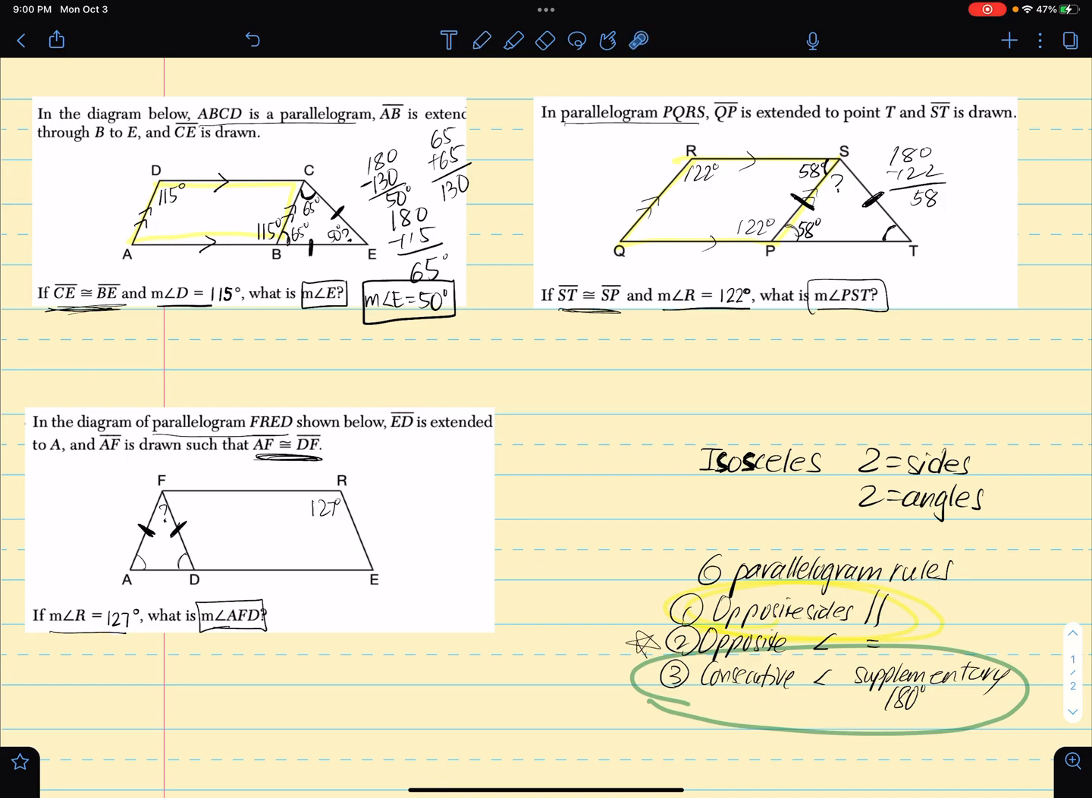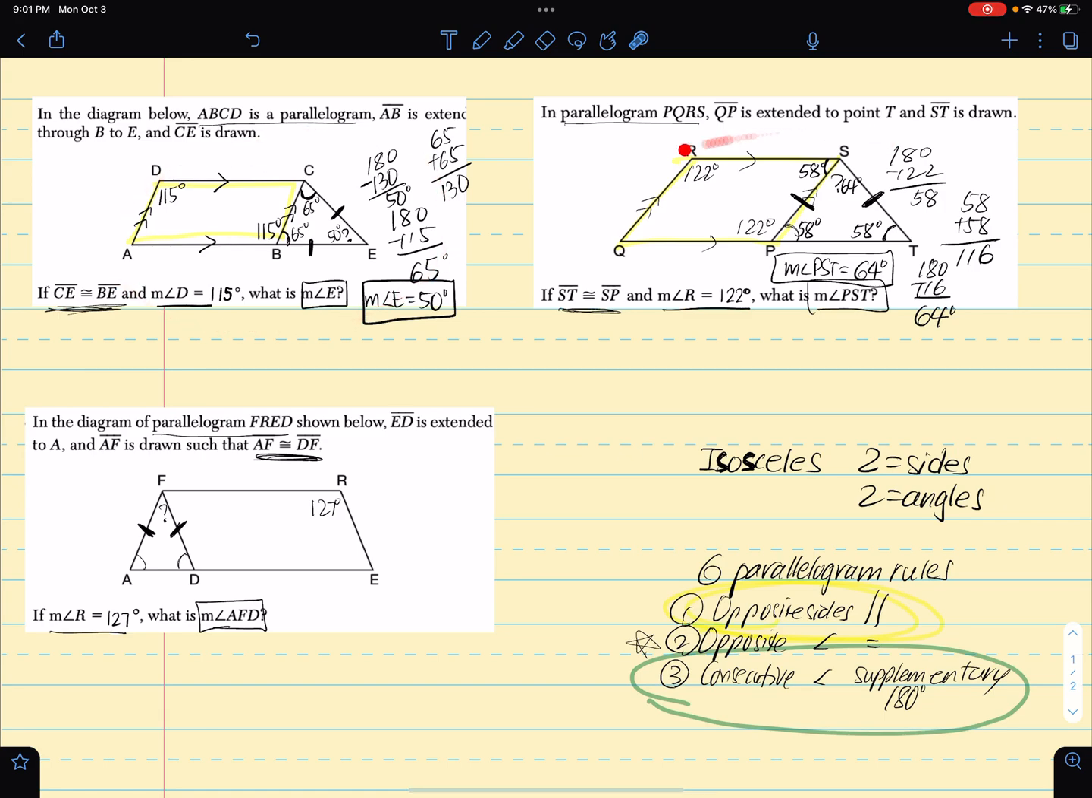And notice that we have an isosceles triangle. So if this is 58, this angle here is also 58. But the whole triangle is supposed to add up to 180, so I'm going to find the sum of 58 plus 58, which is 116, and 180 minus 116 equals 64. So this angle here, the measure of angle PST, equals 64 degrees. PST.